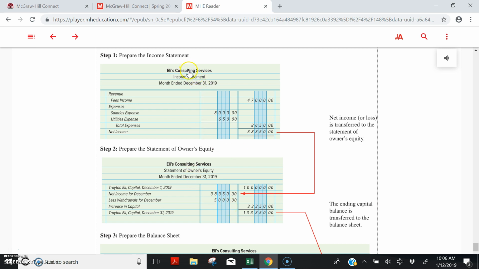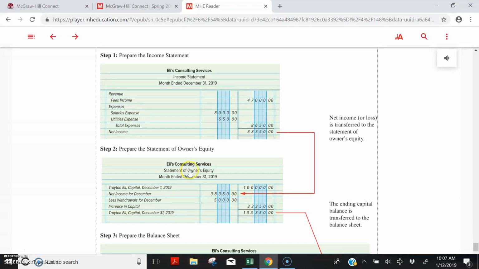First, we need to prepare an income statement. An income statement shows the results of operation for a period of time. Was the company profitable? Or did it have a loss for the time period? To calculate net income or net loss, we subtract total expenses from total revenue. In the example on page 35, revenue was greater than expenses, resulting in net income.